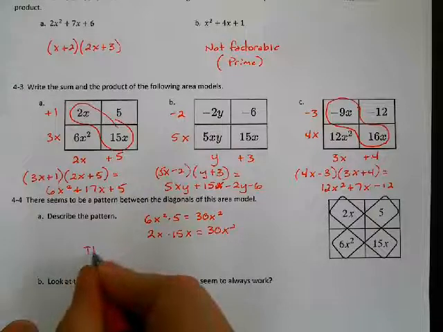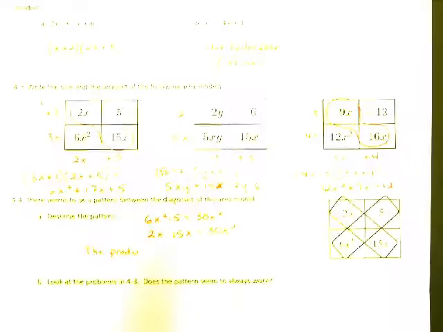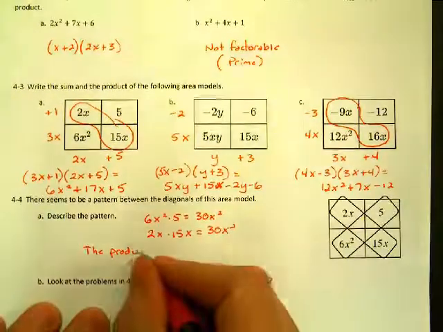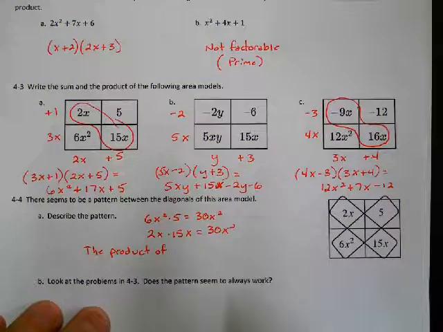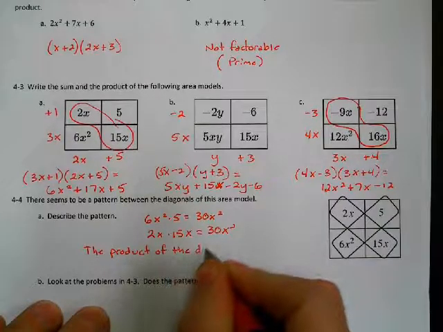Product meaning the multiplication. Dang it, stupid lights! So the product of the diagonals, so when we multiply the diagonals, I wonder how many of these videos the lights go off. Probably most. The product of the diagonals equal each other.